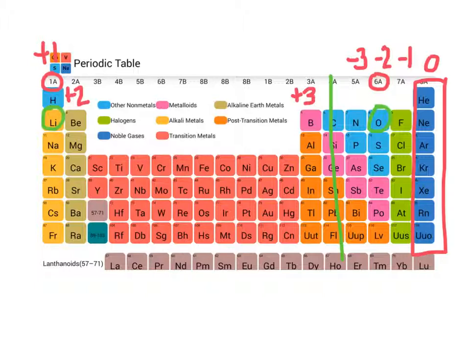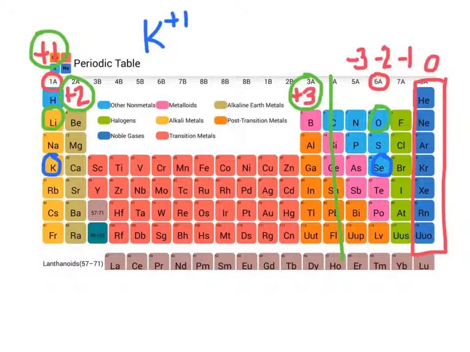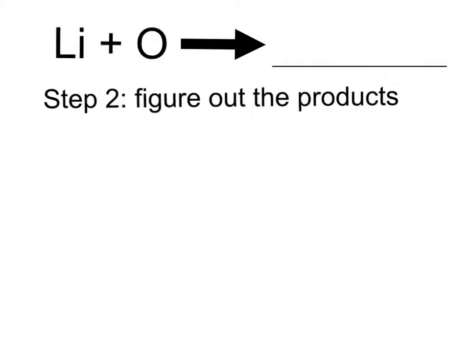So if you know you have an element from group 1, its ionic charge will always be +1. Any element in group 2 will always be +2. Anything in group 3 will be +3. So even if I wanted to combine K with Se, right? No matter what, I would know that K would have a +1 charge and Se would have a -2 charge.